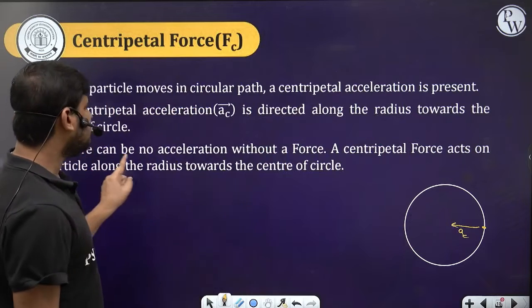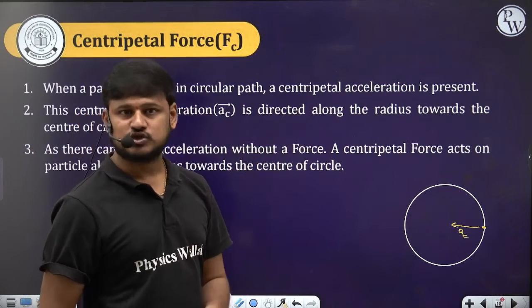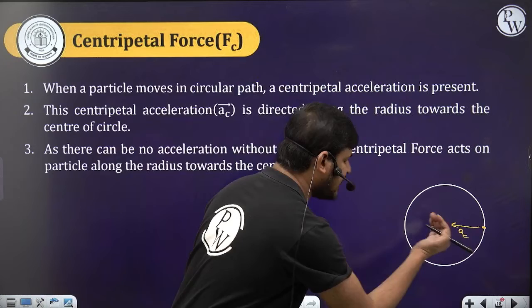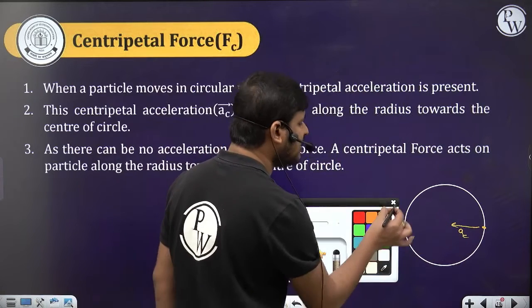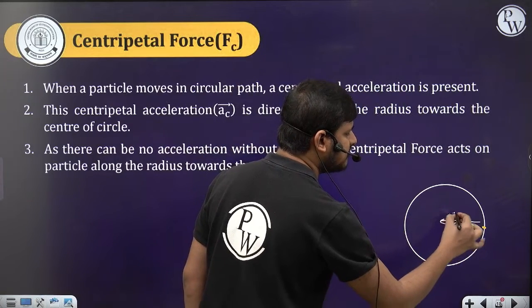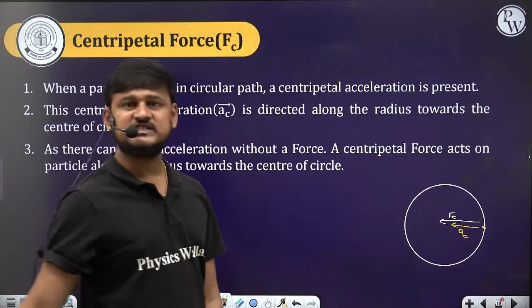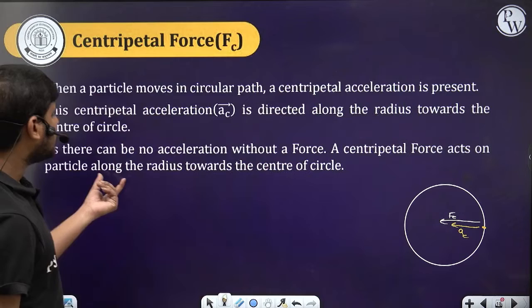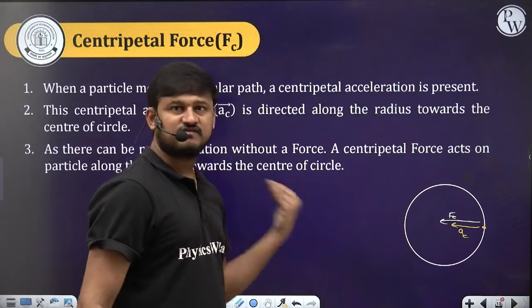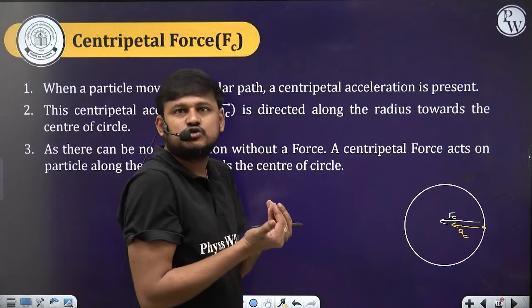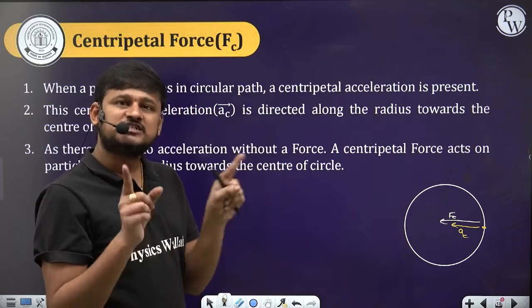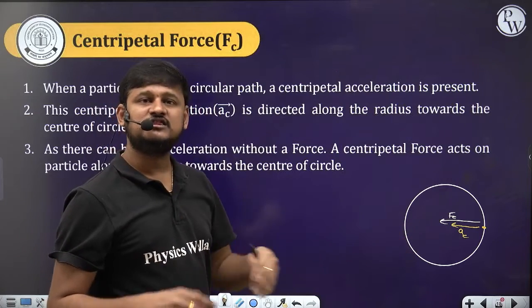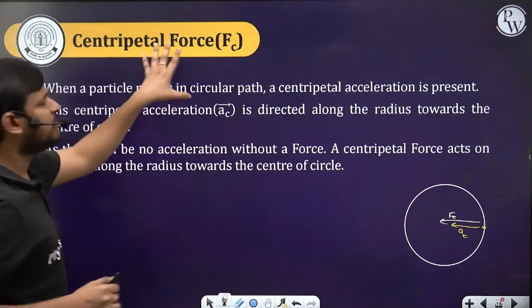As there can be no acceleration without a force, if the acceleration is acting towards the center, there must be a force acting towards the center. So a centripetal force acts on the particle along the radius towards the center of the circle. As the acceleration is towards the center, there must be a force that acts on the particle. That force we call the centripetal force.